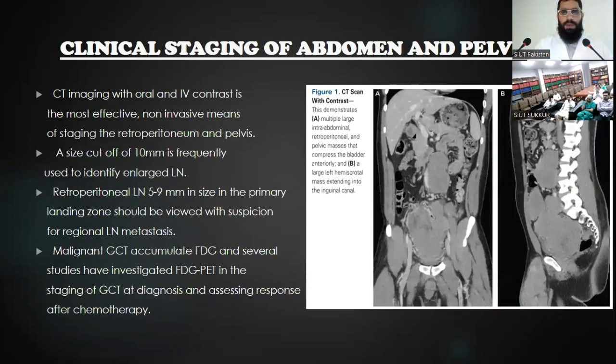The clinical staging of abdomen and pelvis is done by CT imaging with oral and IV contrast. It is the most effective non-invasive method for the staging of retroperitoneum and pelvis. A size cut-off of 10 mm is frequently used to identify enlarged lymph nodes. Retroperitoneal lymph nodes between 5 to 9 mm in size in the primary landing zone should be viewed with suspicion for regional lymph node metastasis.